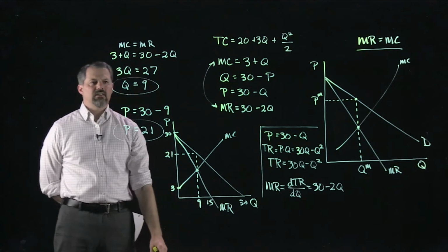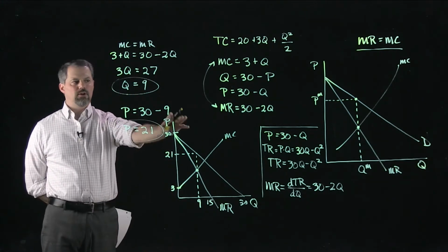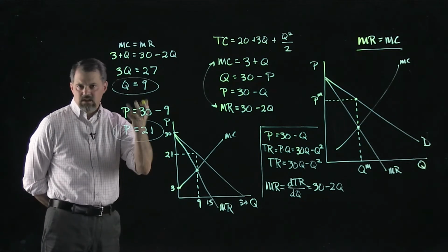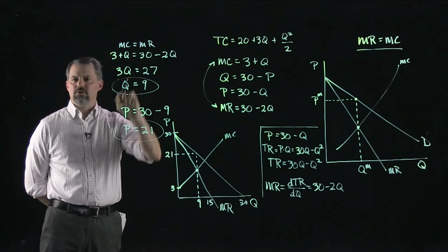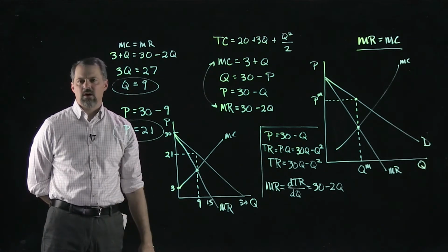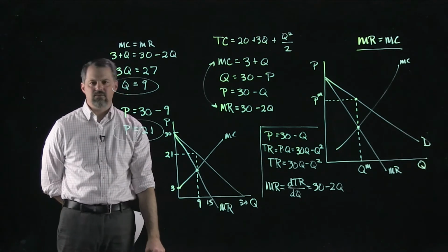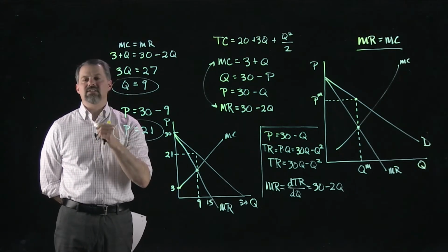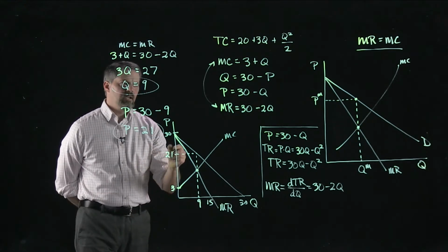So you can see that as long as you're careful and you know the trick for getting your marginal revenue curve, none of this is difficult. You set marginal revenue equal to marginal cost, that gives you the quantity. Plug that quantity back into the demand curve, that gives you the price. Let me demonstrate one thing that I sometimes see students make a mistake on.